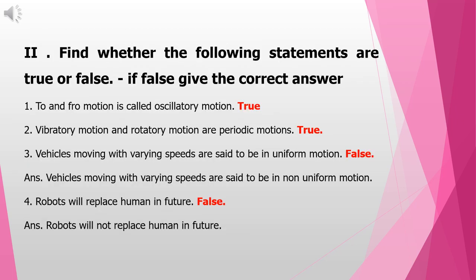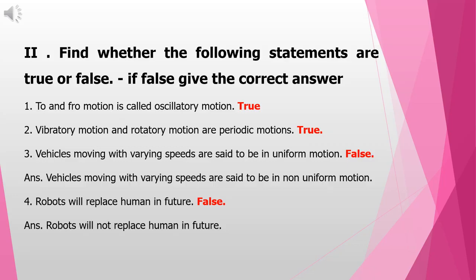Second Roman letter, find whether the following statements are true or false. If false, give the correct answer. Question number 1, to and fro motion is called oscillatory motion. As we know that to and fro movement is oscillatory motion, the answer is true.